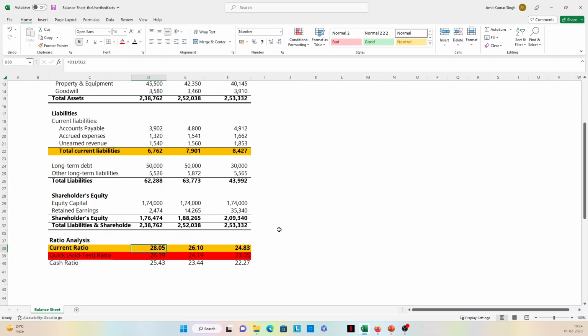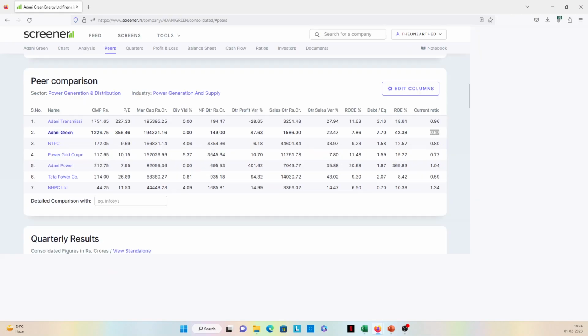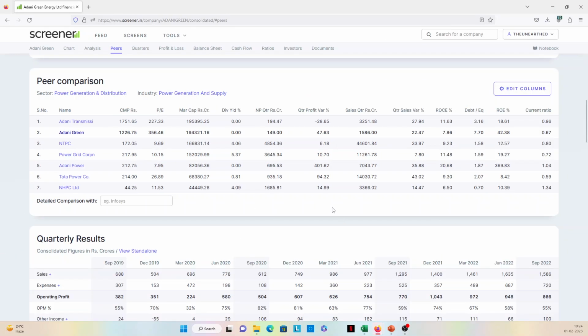Just to understand, if it's less than 1, it means you have to pay 100 rupees as a liability in the next one year, but you have less than that. For example, if the current ratio is 0.67, then you have only 67 rupees that can be converted into cash, but you have to pay 100. See it that way. Now, I'll just pick an example and then we'll get into that. Let's take this company, Adani Green. Look at this ratio, 0.67.